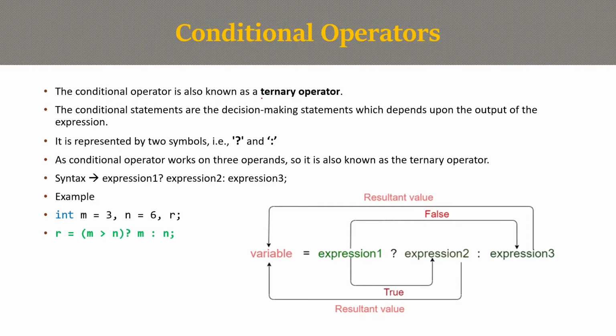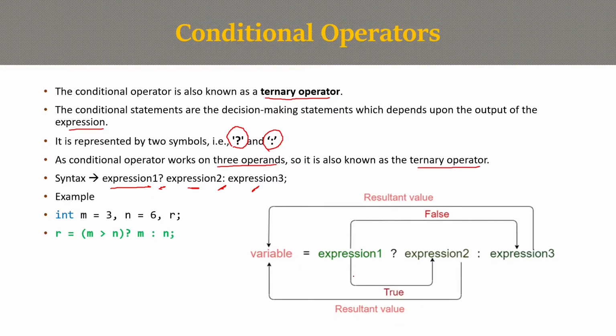The conditional operator is also known as a ternary operator. The conditional statements are the decision-making statements which depend upon the output of the expression. It is represented by two symbols, the question mark symbol and the colon symbol. As conditional operators work on three operands, it is also known as the ternary operator. The syntax is: we give expression 1 first, followed by a question mark, then expression 2, separated by a colon, and then expression 3.